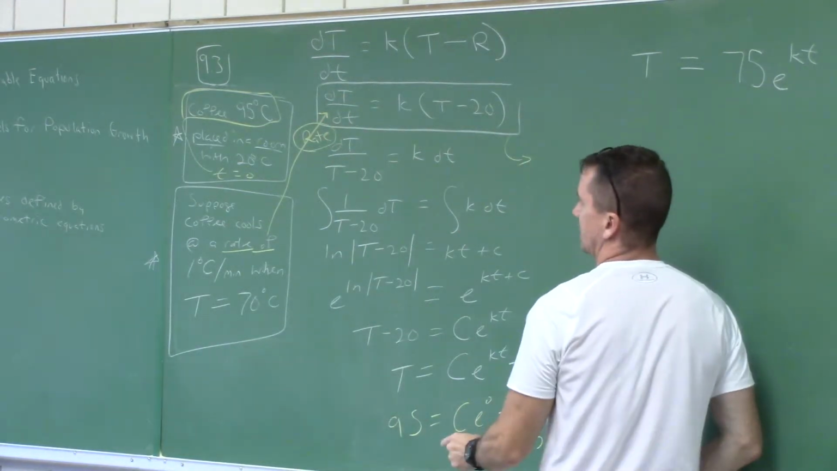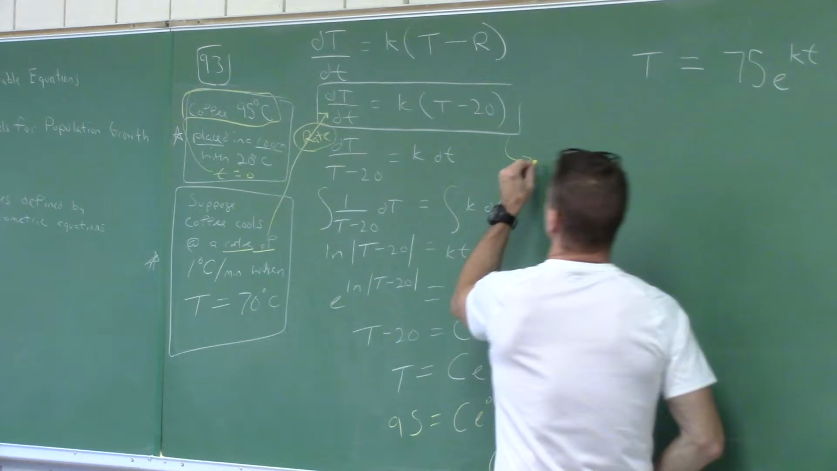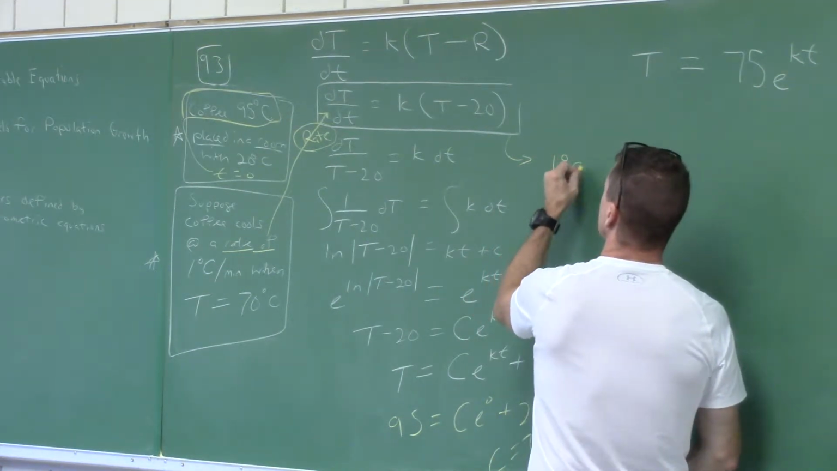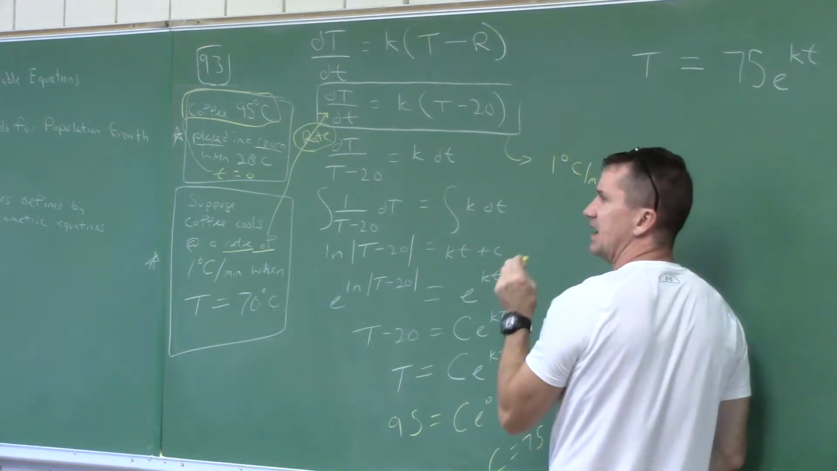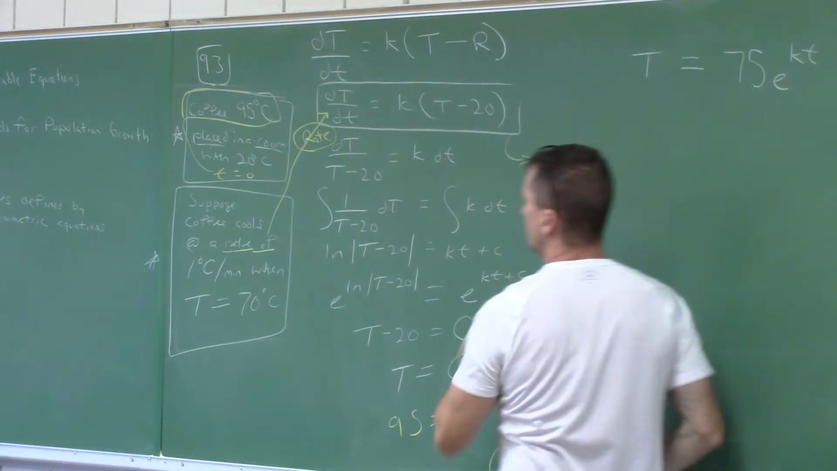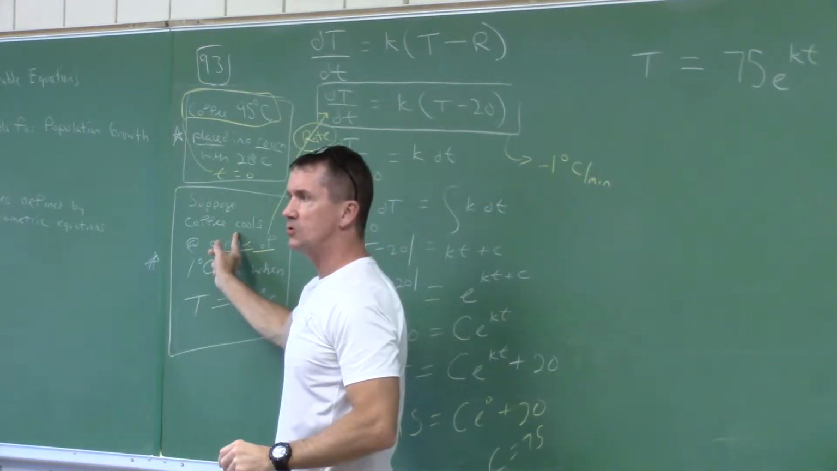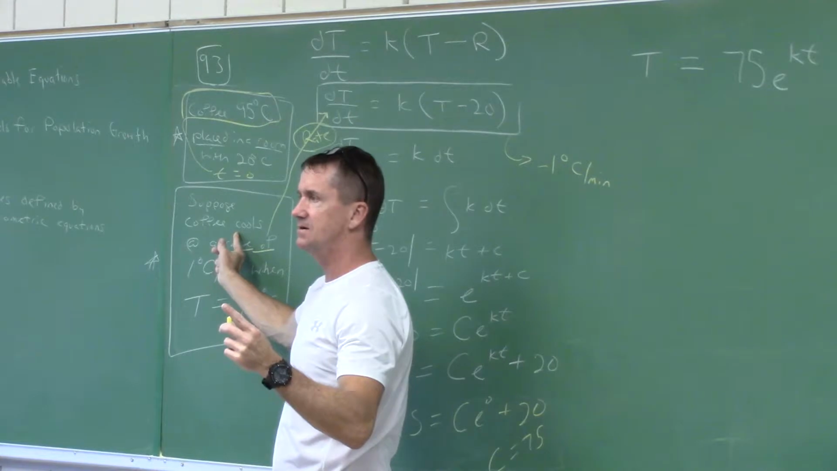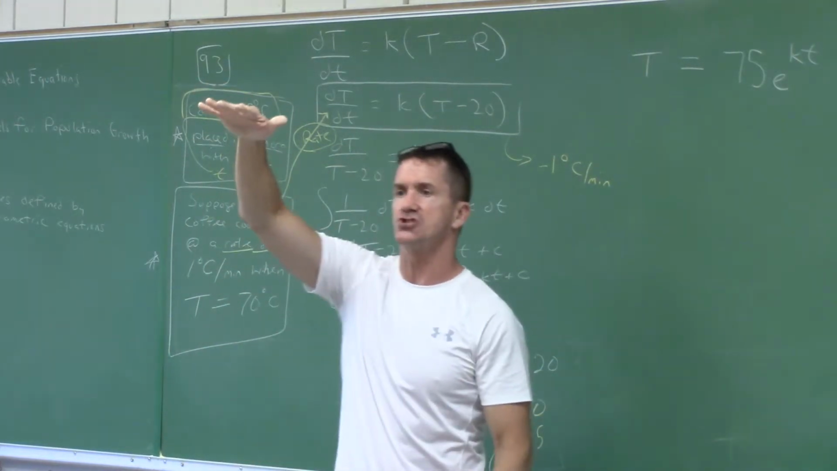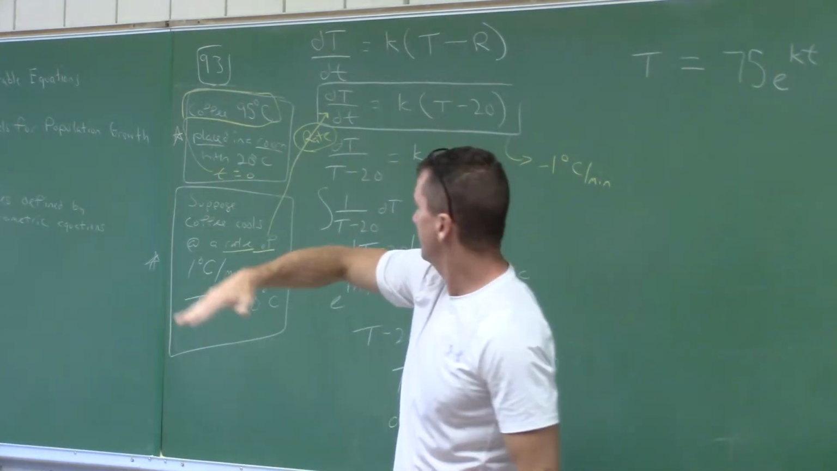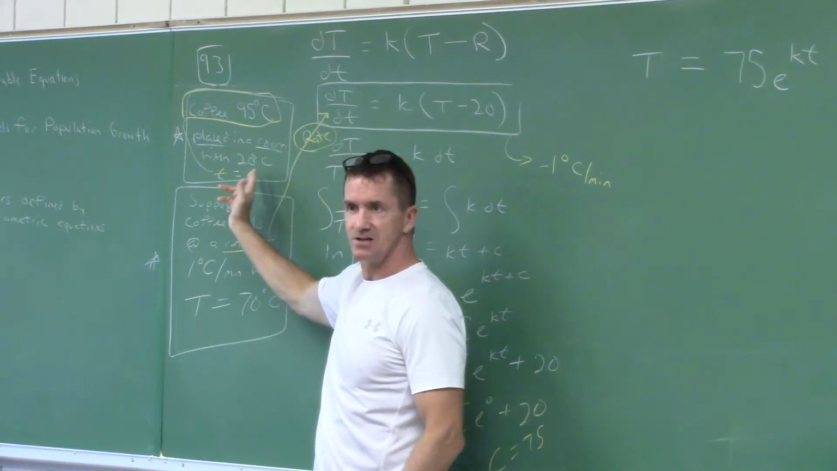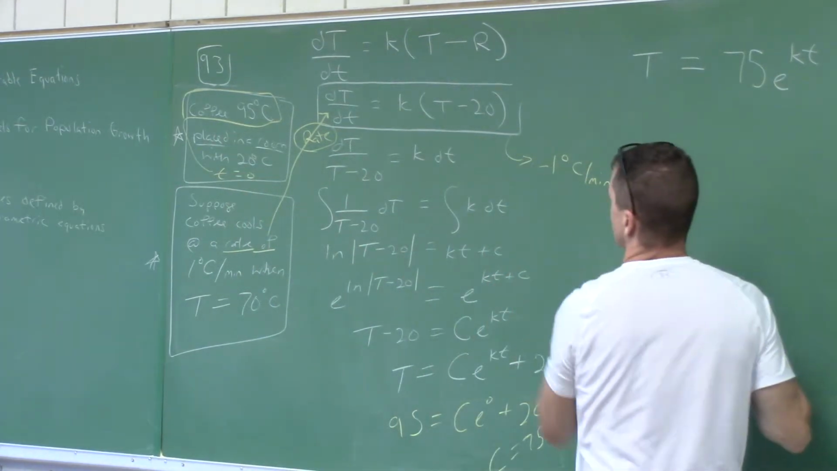What's the rate of change of the temperature? 1 degree Celsius per minute. Ooh, but it's cooling. Positive or negative? Negative. They said coffee cools, gets colder, right? Hot and cold, it's dropping. It's dropping in temperature. 95, approaching 20. I'm going to put a negative 1 degree Celsius per minute.